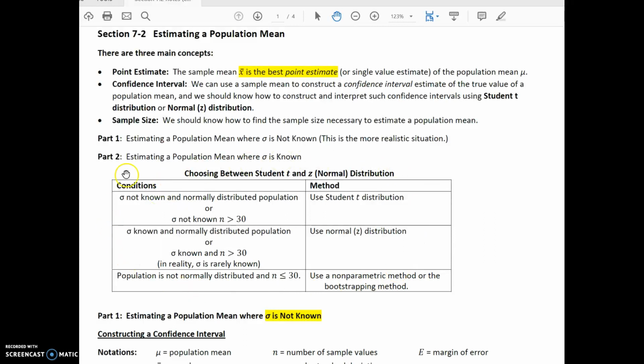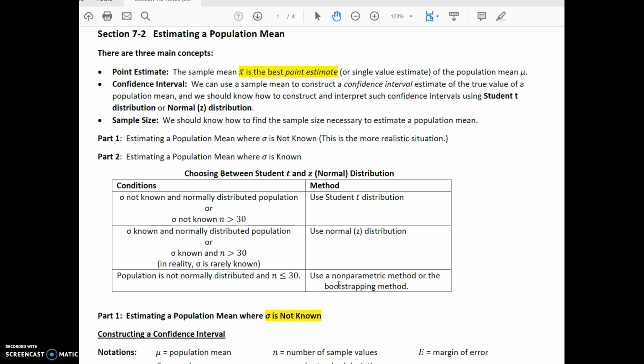So this table right here is going to give you the conditions on whether you can use the student T or the normal or neither. If your population standard deviation is unknown and it's normally distributed or n is greater than 30, then you're going to use the student T. If you know your population standard deviation and it's normally distributed or n is greater than 30, then you're going to use the normal Z distribution. If neither of those is true, then you have to use some other method, and we'll deal with that later.